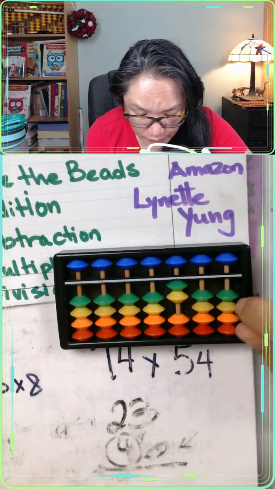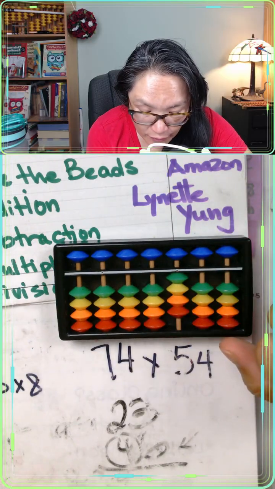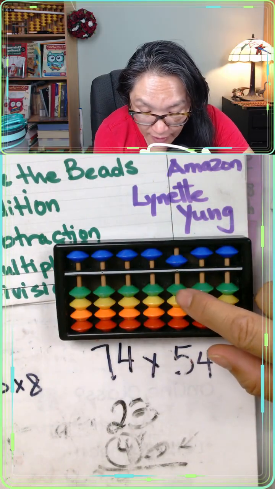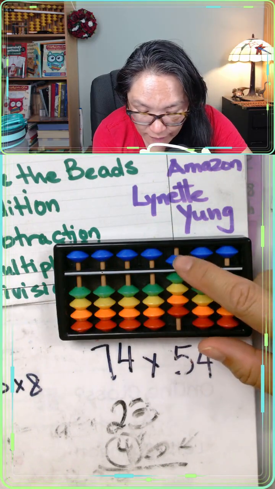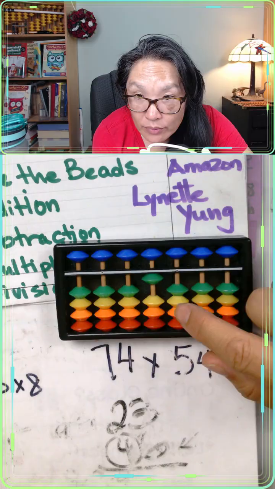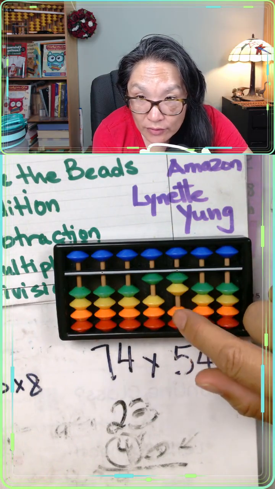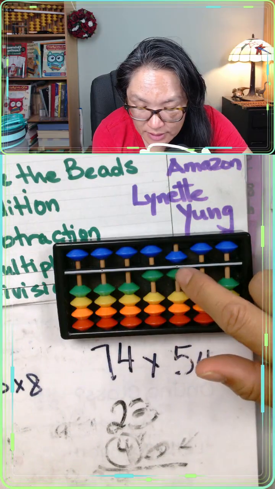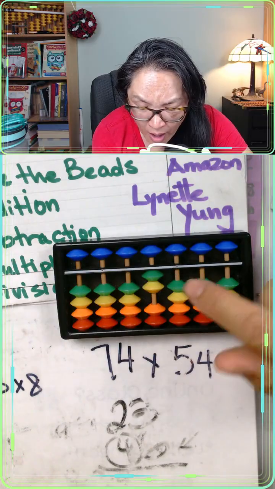So we can count 1, 2, 3, 4. All the bottom beads have a value of 1, up to 4. The top bead is always a value of 5. So we have 5, 6, 7, 8, 9, right? And then 10. 10 is the way we write 1, 0. Then we can do 11, 12, 13, 14, and then 15, 16, 17, 18, 19, and then 20.